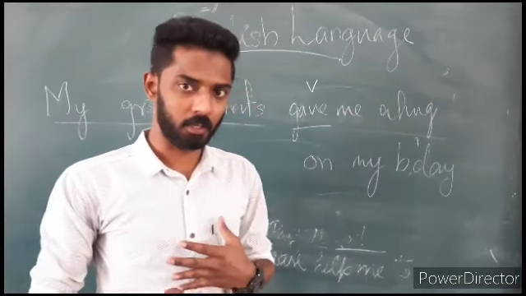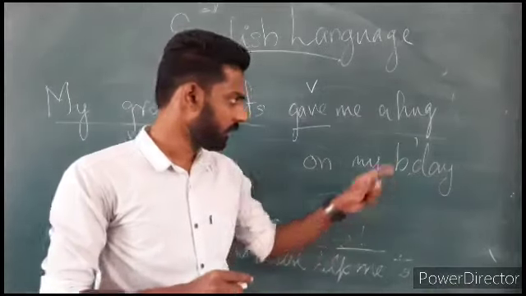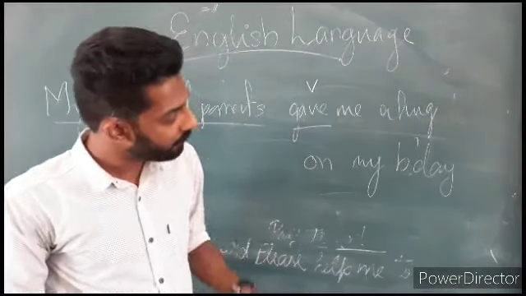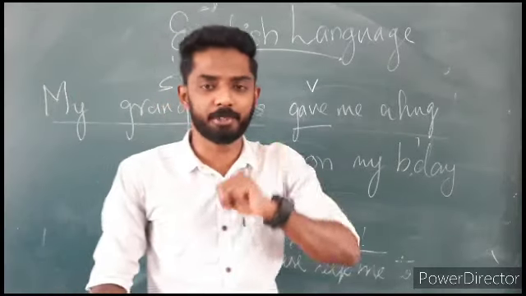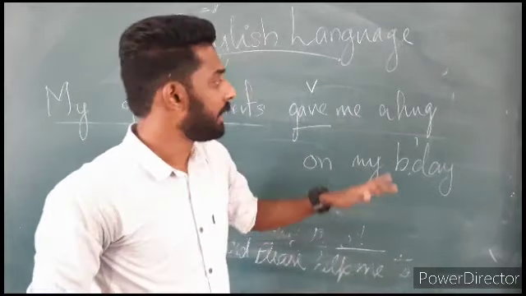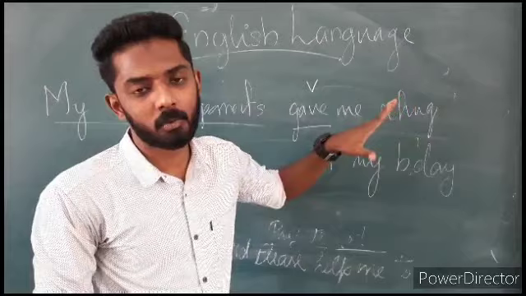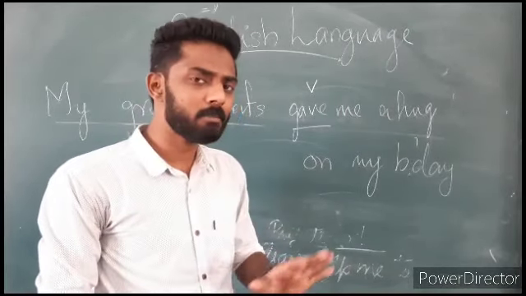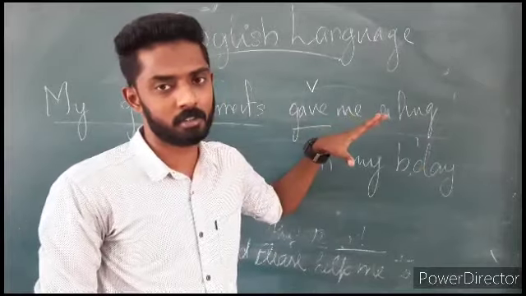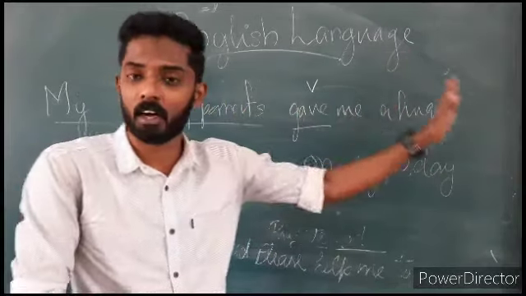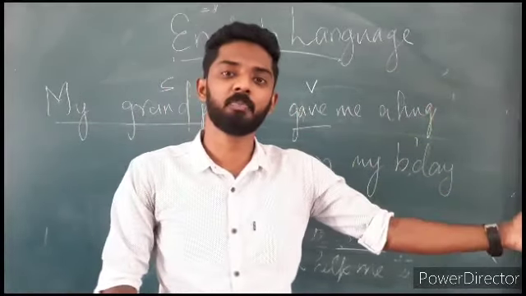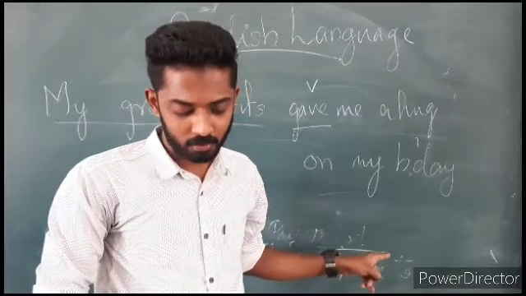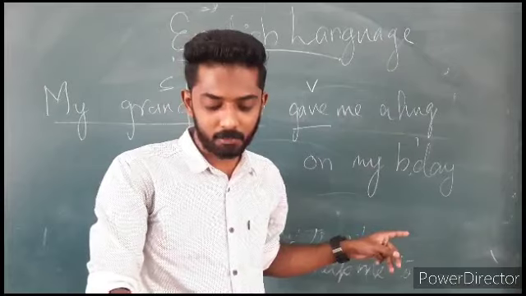Can you find out the object? Here we have two objects. One is the indirect object and the other one is the direct object. The direct object is a hug. They gave a hug. To whom? To me. That is the indirect object.